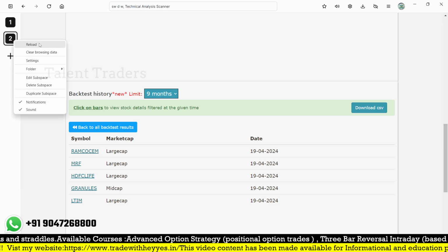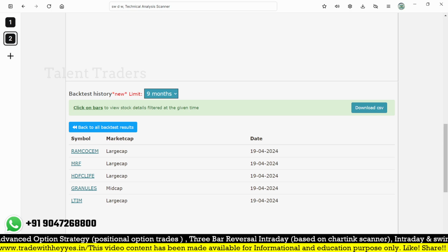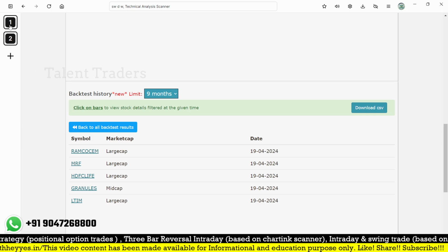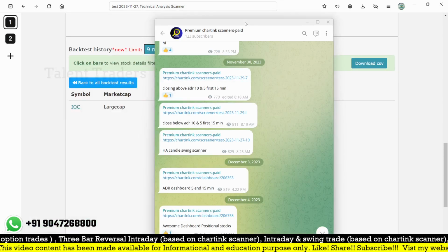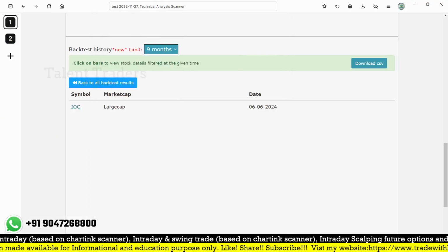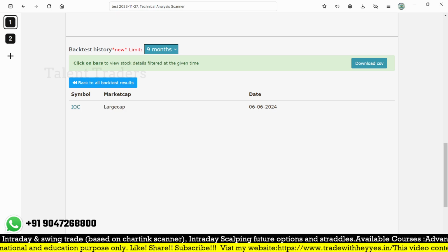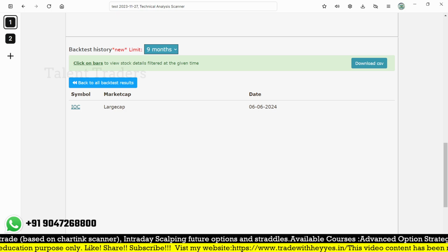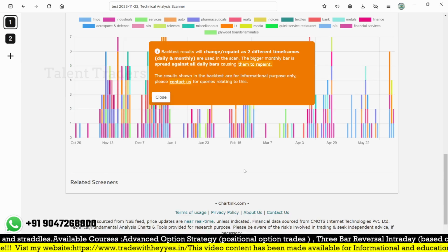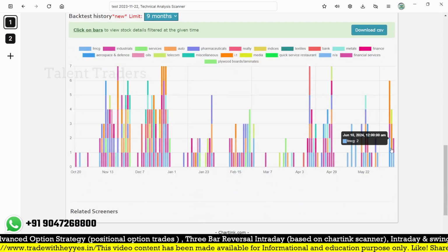Okay, I'll go for one more scanner, which I'm going to find out. That is the third one. It looks like a breakout, so I'm just going for a breakout kind of trade. This is the third swing scanner, which has many stocks, and it looks like a breakout kind of thing.